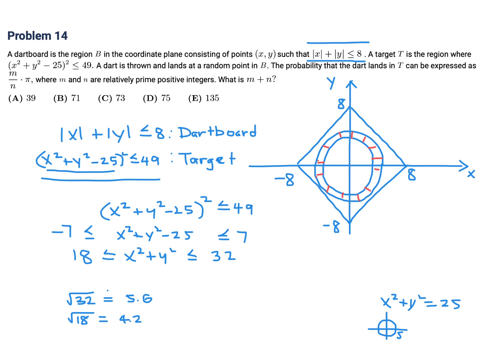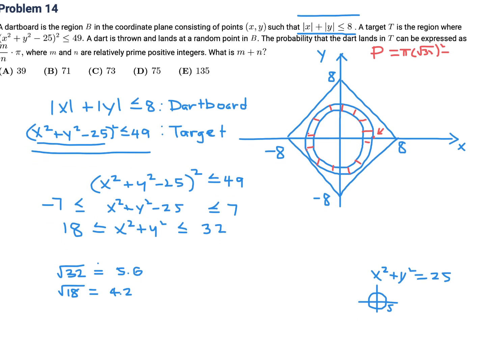Okay, so we have to figure out basically the probability. So the probability, P, would be the area of that shaded region, which would be basically pi r squared minus pi r squared. So the first r would be root 32, because this is root 32 right here, that point. Well, pi root 32 squared minus this point, which is the root 18, pi root 18 squared.